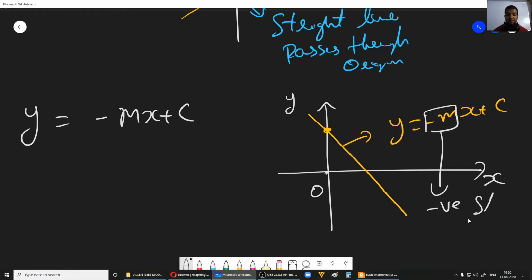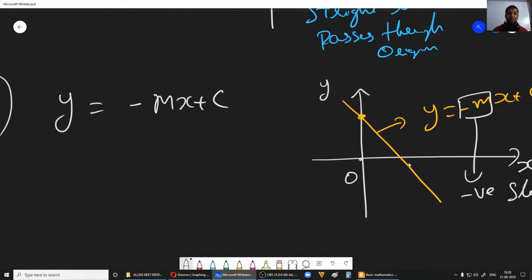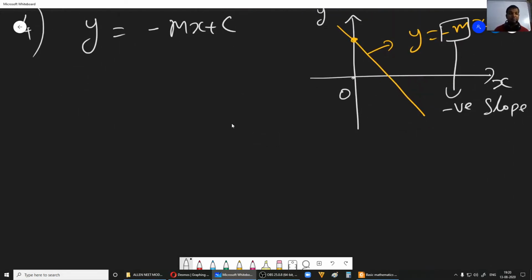Okay, minus m means negative slope. So this is the standard form of the equation, and this is how the graph looks. Please write side by side. Wherever it is necessary, pause the video and draw the graph. If you have a graph paper, you can even try to draw the graph neatly.